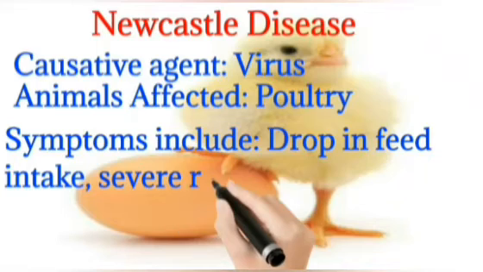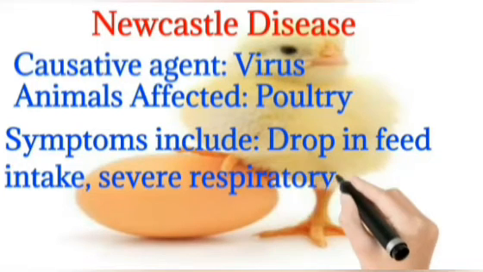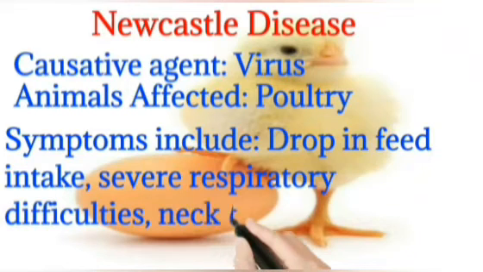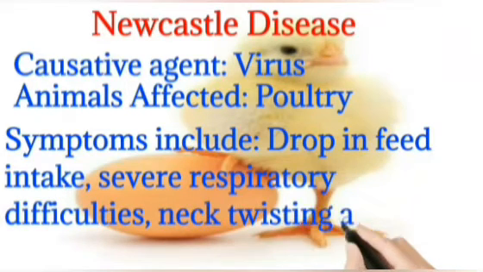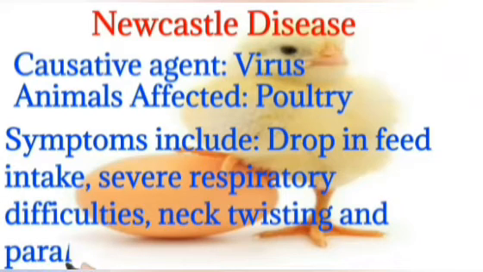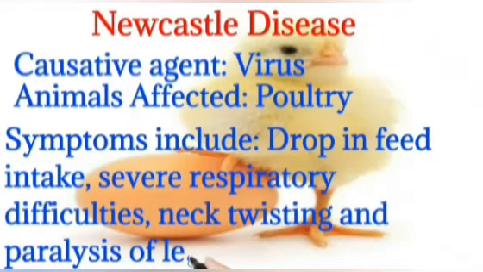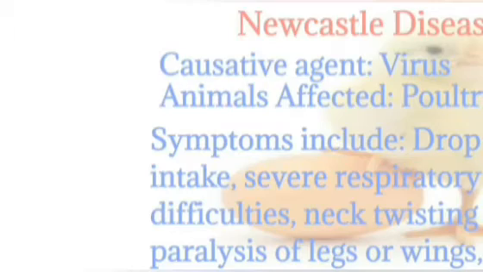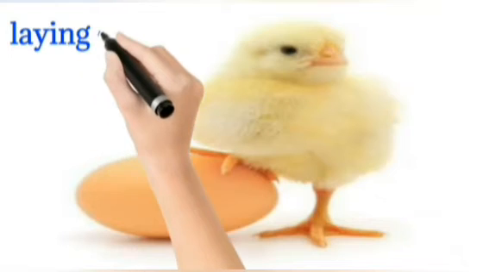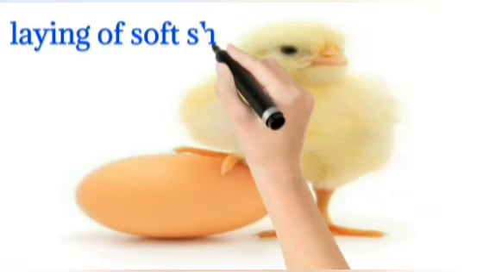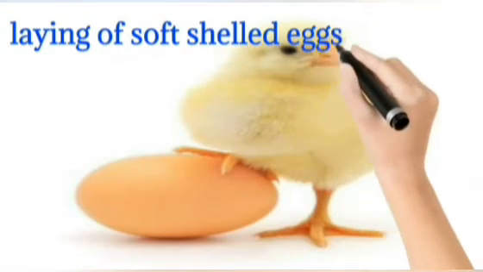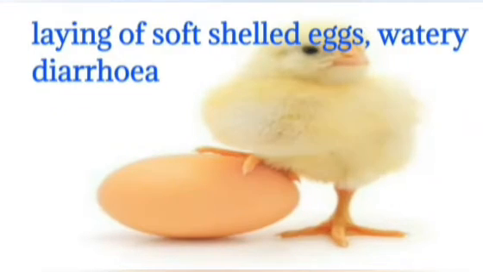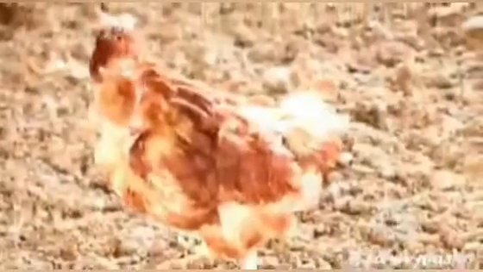Now, symptoms include a drop in feed intake, that is a loss of appetite, the animal stops feeding well, and there is severe respiratory difficulty. The animal finds it difficult to breathe. And one vital point to note here is neck twisting and paralysis of legs or wings of the bird. There is also laying of soft shelled eggs, the eggs that the bird lays, they are soft shell.